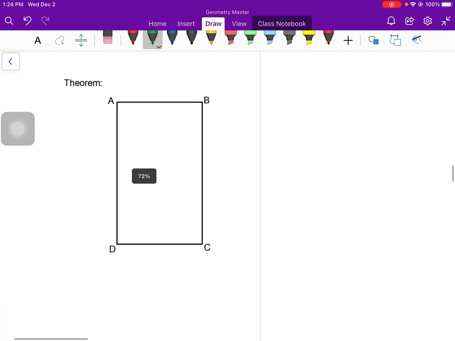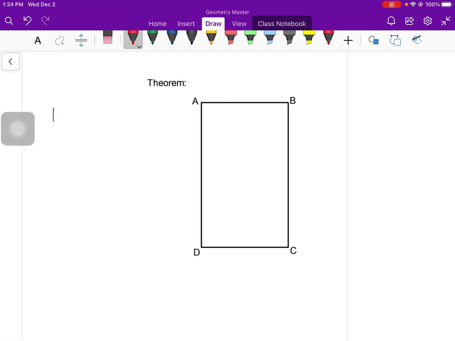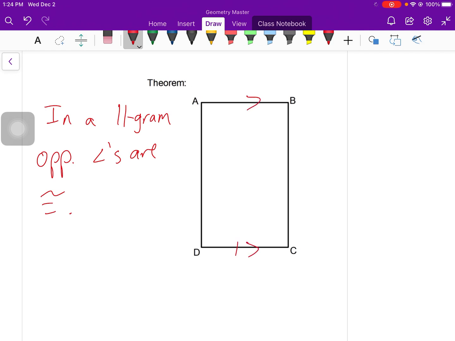So for this next theorem, it's very, very, very similar. It says in a parallelogram, opposite angles are congruent. So we just proved opposite sides are congruent. So far we know this about those parallelograms. But now this theorem tells me opposite angles. So opposite angles are going to be the diagonal ones from each other, like this.